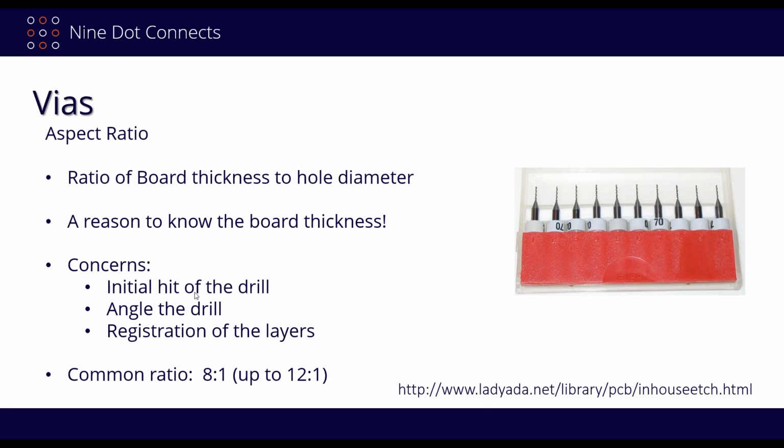The common ratio is 8 to 1. Pretty much any fabricator out there can do anything 8 to 1 or less, for the ratio here of the board thickness to the hole diameter.